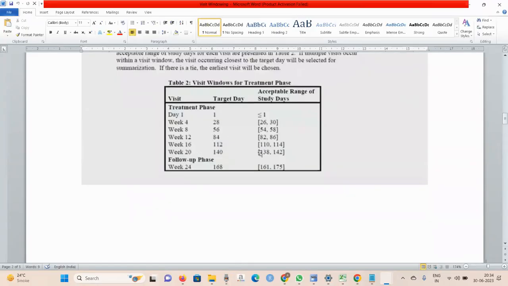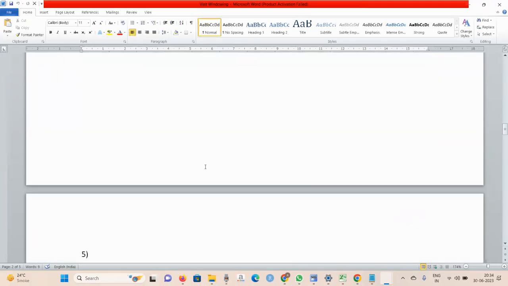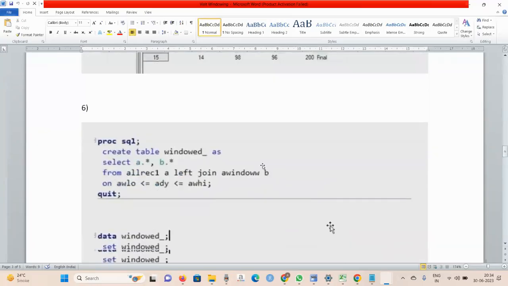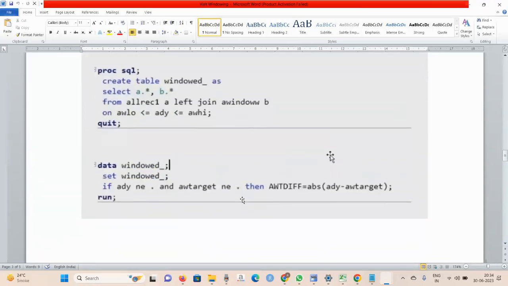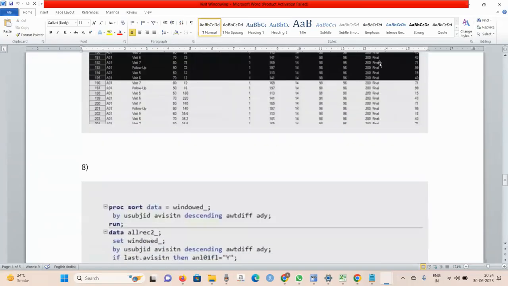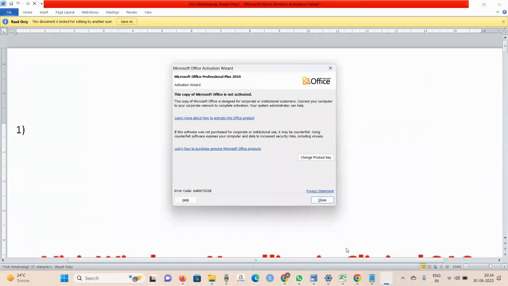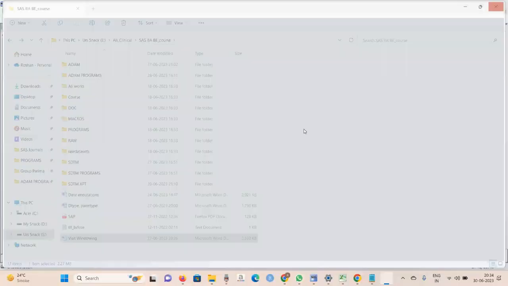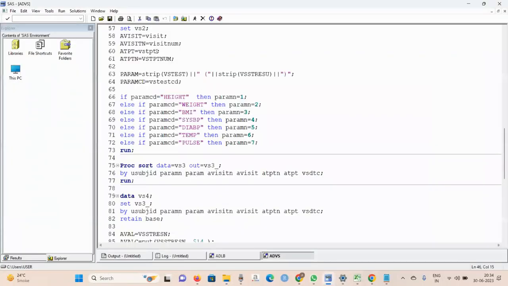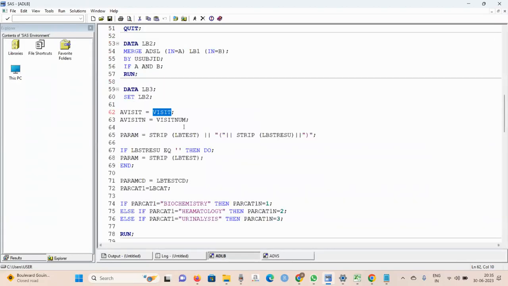If it is a target day, if it is week 4, and your actual date comes within this duration, you have to consider it as week 4 for the AVISIT. So I mentioned it as an example, and I have sent this to you also. This is a patch code you can use if you need to do any kind of visit windowing. Here we don't have a visit windowing concept, that's why I directly map to the visit. For the period, we take period 1 and period 2. And the numeric part is VISITNUM, which I directly mapped to the visit number.